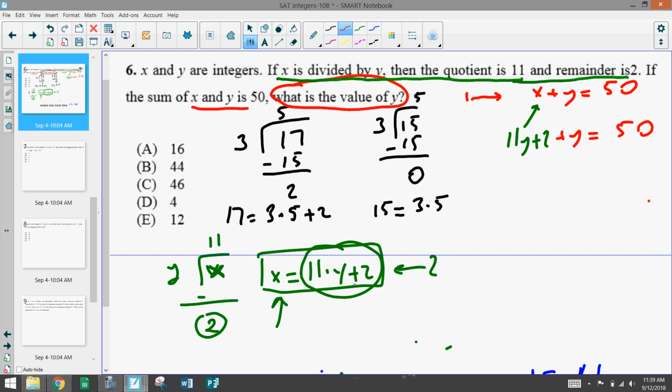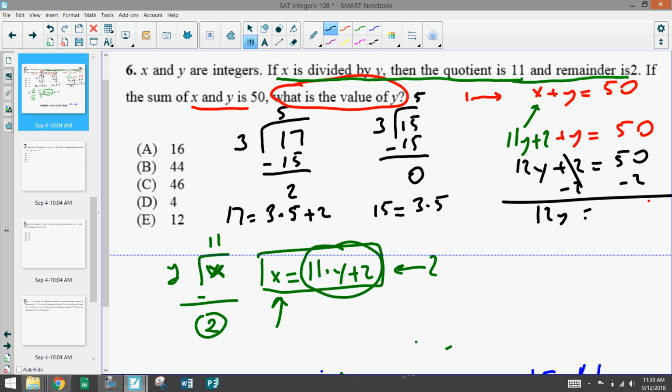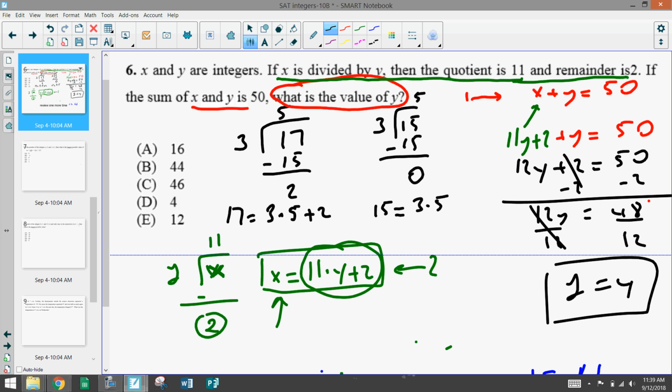x is equal to 11y plus 2. Look at the color code. x is 11y plus 2, x is 11y plus 2. So that makes sense, right? So add the like terms now. 12y, excellent. 12y, because 11y plus one more y here, that makes 12y plus 2 is equal to 50. Subtract 2 from both sides, as you know. 12y is equal to 48. Divide both sides by 12. y is equal to 4. Okay? Any questions?